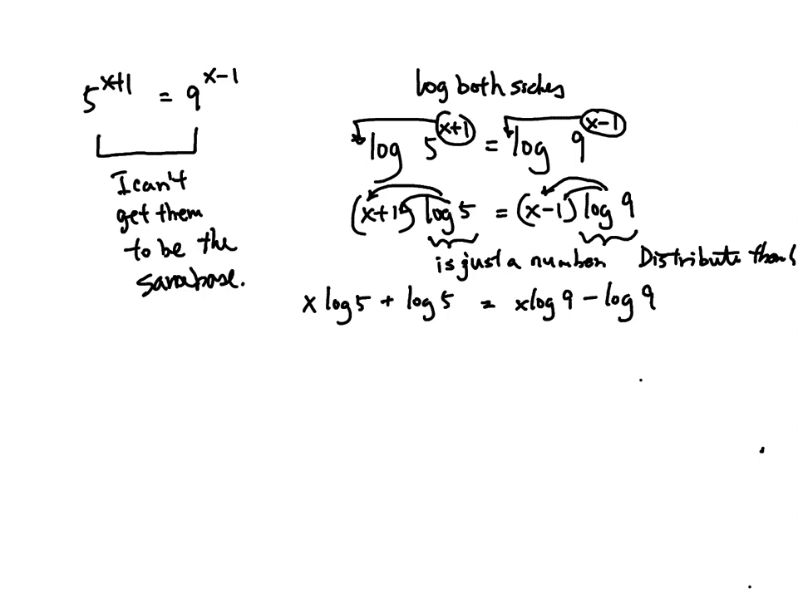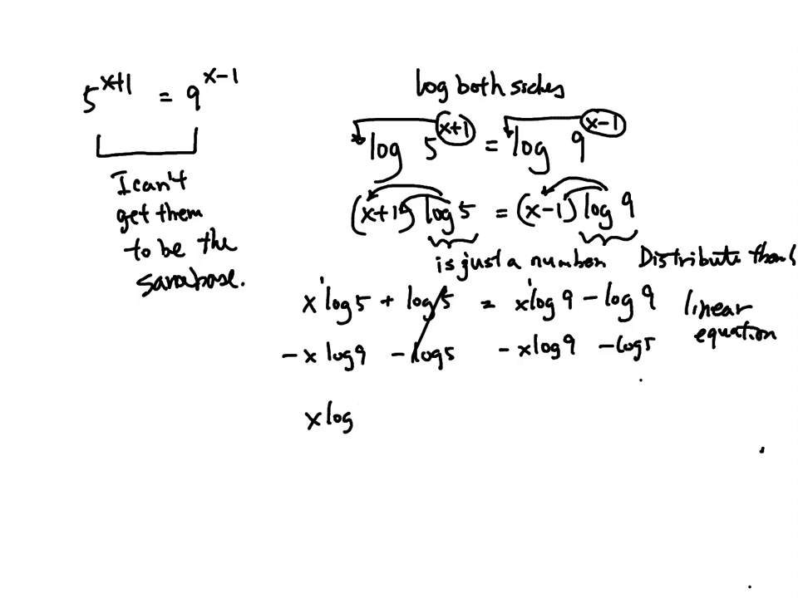And from here, this is actually a linear equation, because if you look at the exponents on the x, these are all to the first power. So I'm just going to move all the x's to one side, and any numbers that do not have x to the other side. So I'm going to subtract x log of 9 on both sides. Then I'm going to subtract log of 5 on both sides. So I get x log of 5 minus x log of 9 equal negative log of 9 minus log of 5.